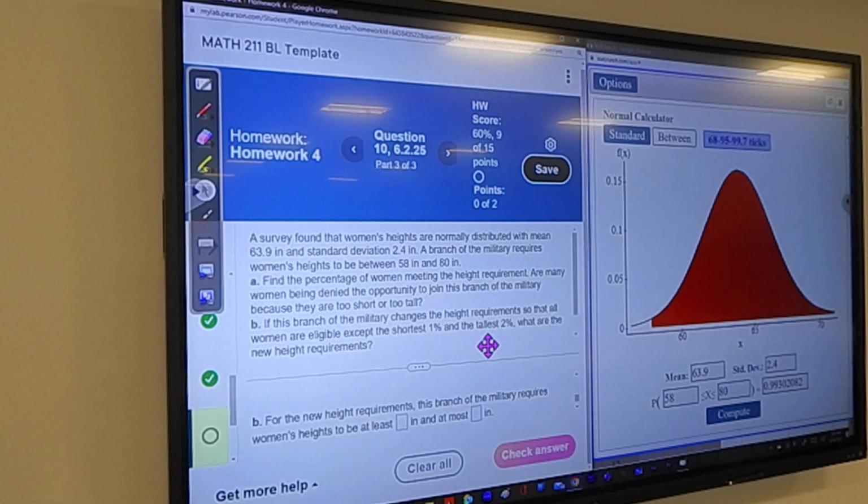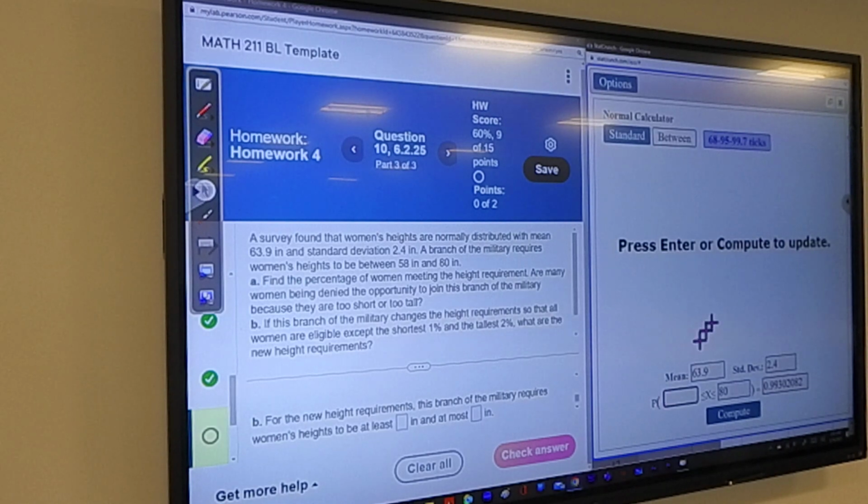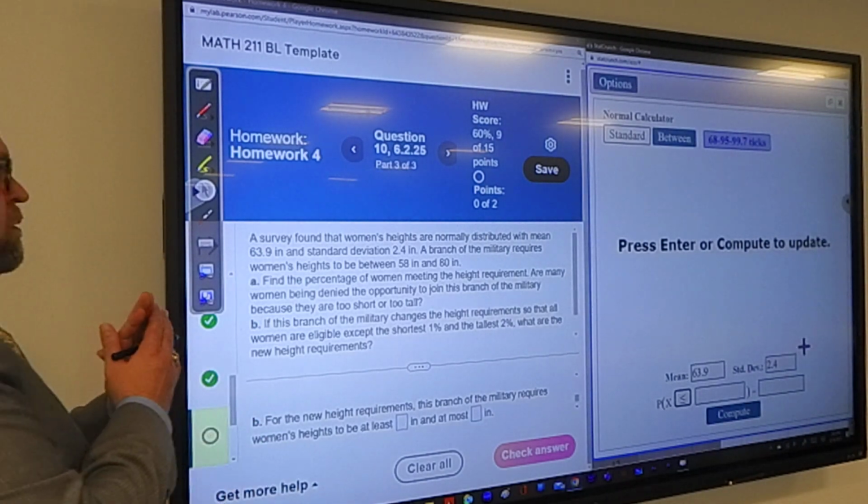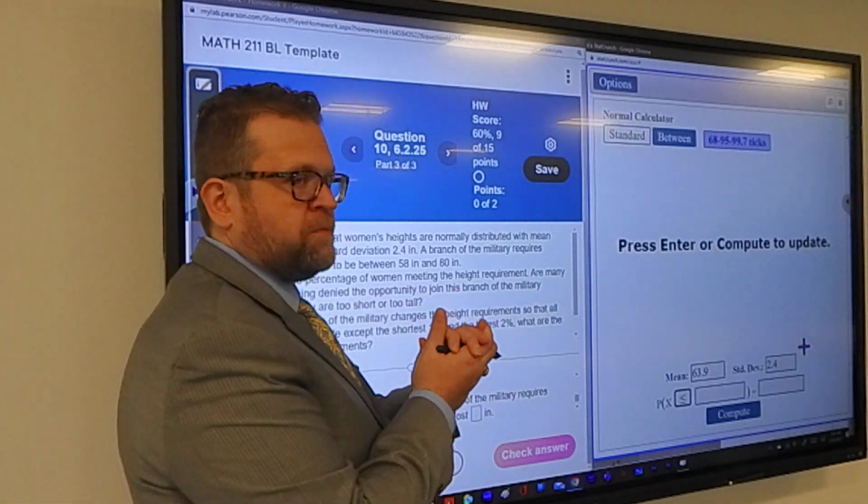What do we do? If I wanted to figure out which height is associated with the lowest 1%, what can I do?